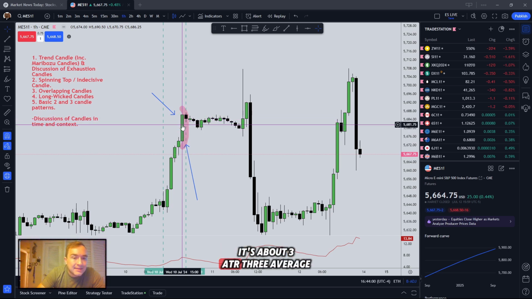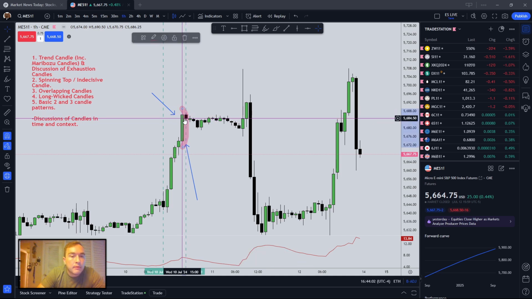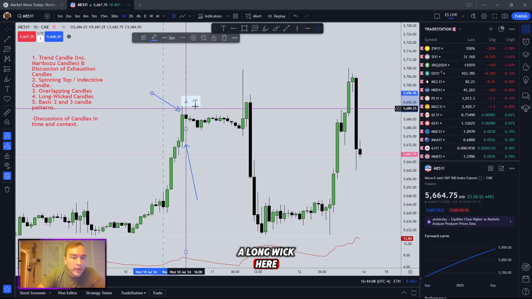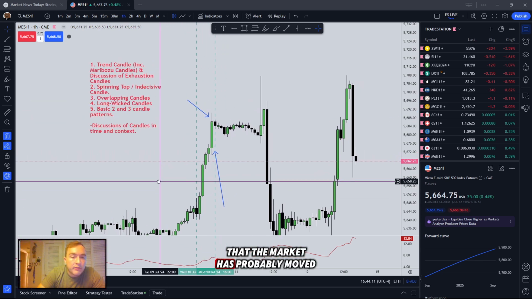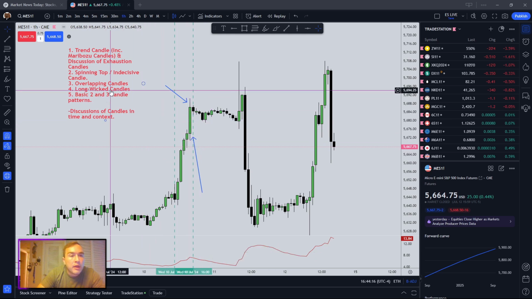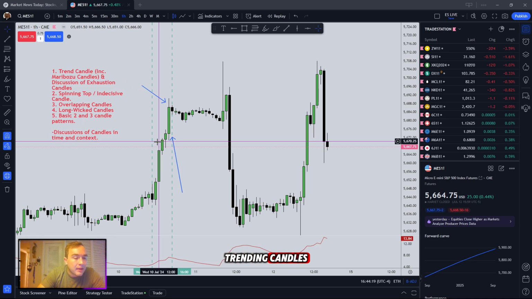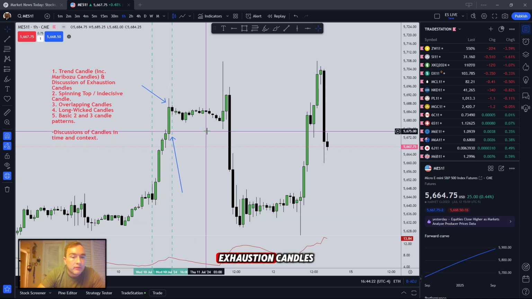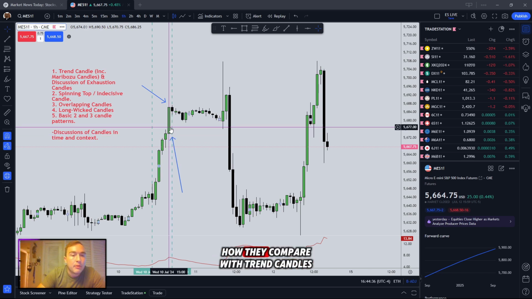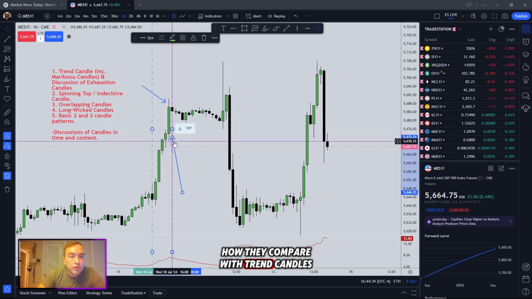It's about 3 ATR, 3 average true ranges. And notice that we have somewhat of a long wick here, guys. That is a sign that the market has probably moved too far, too fast. That is what we call an exhaustion candle. So guys, we've talked now, number one, about trending candles, and we've had a brief discussion of exhaustion candles, where the candle is moving many multiples the average true range, and it's already at the end of a move. That's an exhaustion candle. Item number 2, guys, we're going to move on to spinning top or indecisive candles and how they compare with trend candles.